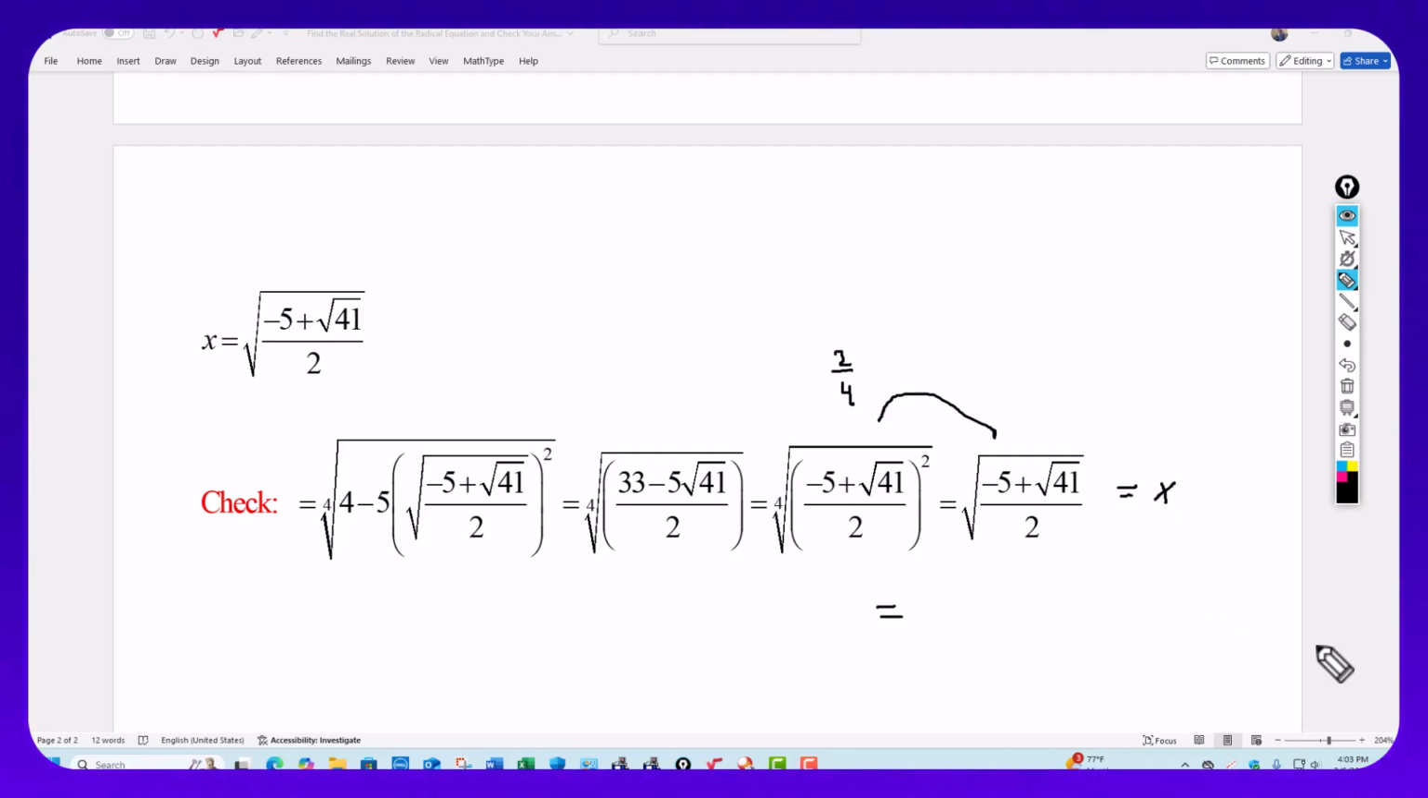In other words, if I plug in the value of x into the equation, it does check, because on the right side, I get the value of x again, which is the square root of (minus 5 plus the square root of 41) over 2.